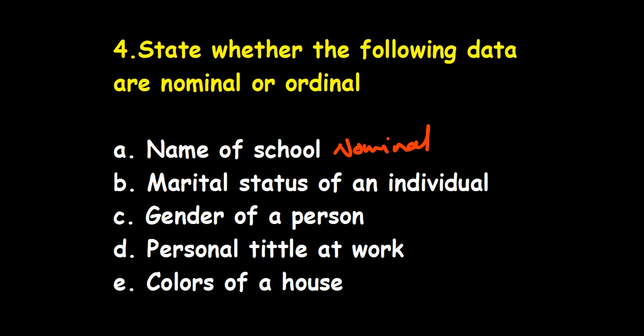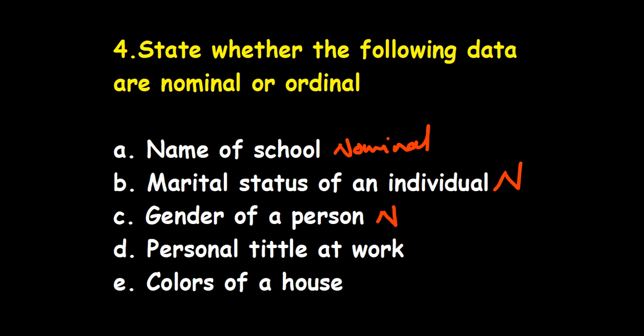And then the marital status of an individual is also nominal. It's just used to categorize that this one is married, this one is single. That's all. It doesn't show any order. It doesn't mean that when you are married, then you'll be above those who are not married. No. And then the gender of the person is also nominal. It just shows us that this is male, this one is female, but it doesn't mean that the male is above the female.